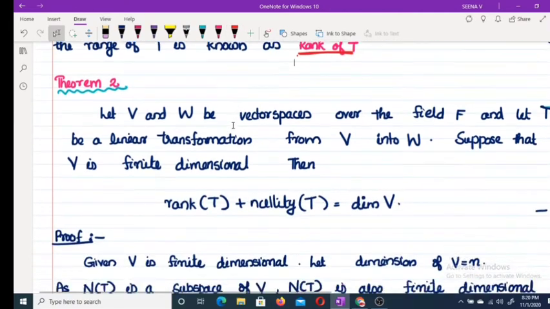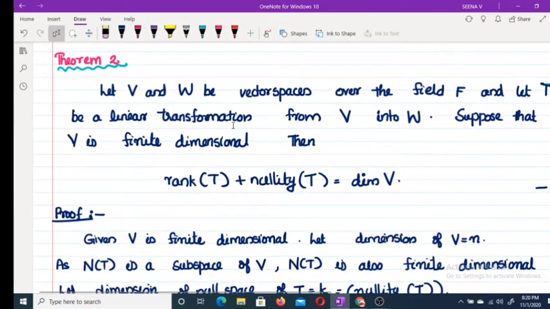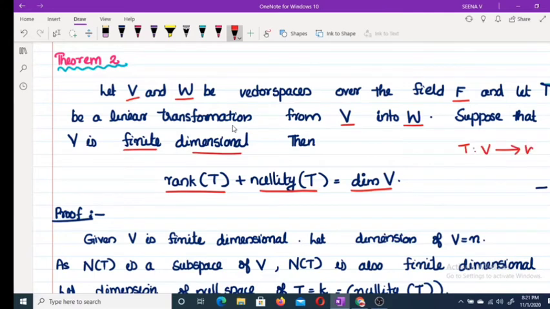Now, we are moving to the theorem, and the theorem is known as the rank nullity theorem. I think you have already studied this. Now what is the theorem? Let V and W be vector spaces over the field F, and let T be a linear transformation from V into W, and suppose that V is finite dimensional. Then rank T plus nullity of T equals dimension of V. Clear? T is a map from V to W. Okay. And V is finite dimensional.